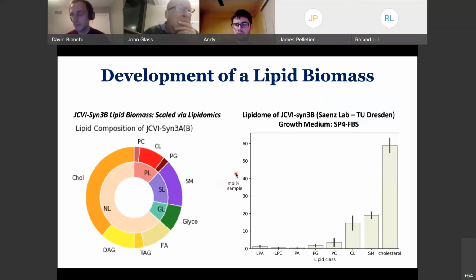And so the really interesting experimental input that helped us refine this model was some lipidomics work done by the Sands lab, where they were able to identify that Syn3A has a very cholesterol-heavy membrane, and what was a little bit more surprising to us, also fairly heavy in sphingomyelin that it's able to take up directly, as well as phosphatidylcholine. With this data, we were able to update our lipid biomass from the FBA and quantify the amount of phospholipids, sphingolipids, and neutral lipids relative to each other in the lipidome.